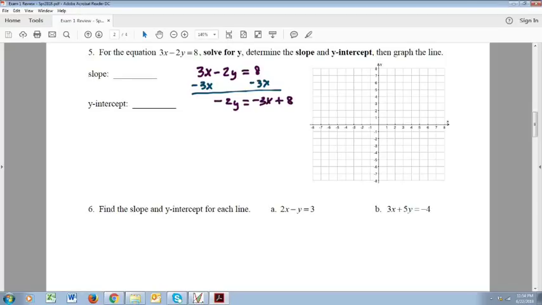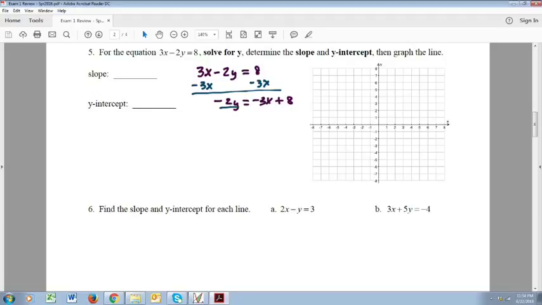Notice we're going to be left with negative 2y is equal to negative 3x plus 8. Be careful that you don't add those together. Negative 3x and 8 are not like terms. One has an x and one doesn't. And we'll put the x term first. Notice the negative 3x is still negative, and we had a positive 8. We write that using addition.